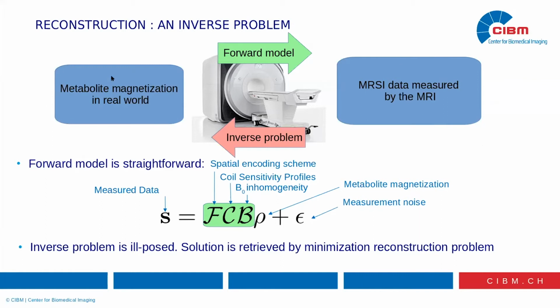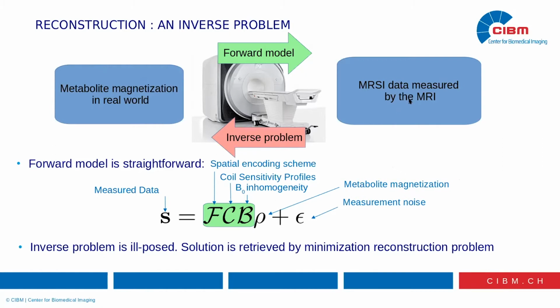And to go from this real world metabolite distribution to the MRSI measured raw data, we have the forward model. This forward model normally is quite straightforward to formulate. You have the element for the B0 inhomogeneity, something for the coil sensitivity profile, and the spatial encoding scheme, for instance. Based on that, we can express, for one existing metabolite magnetization distribution, what kind of measured data we're going to get. That's the forward direction, from a real world distribution to measured data. But if we want to go the other way, this is the inverse problem.